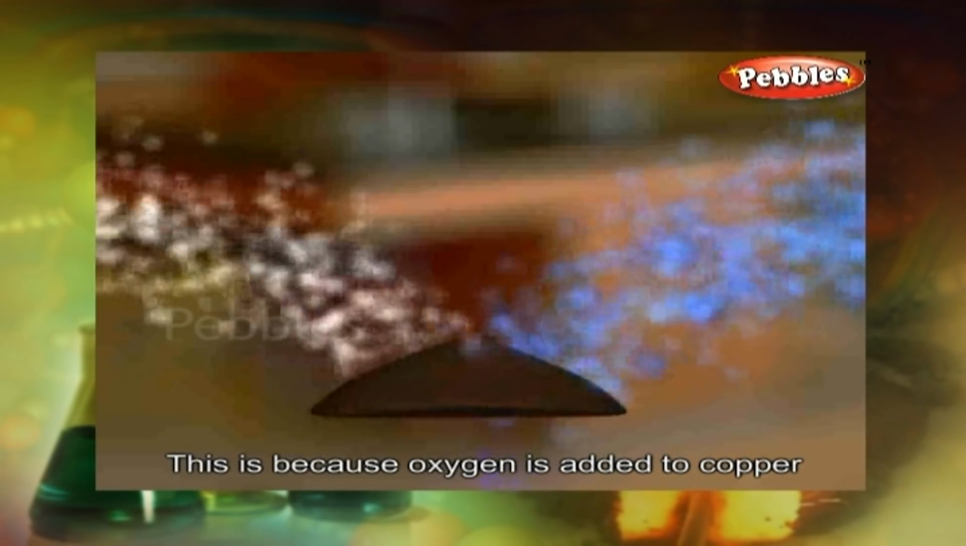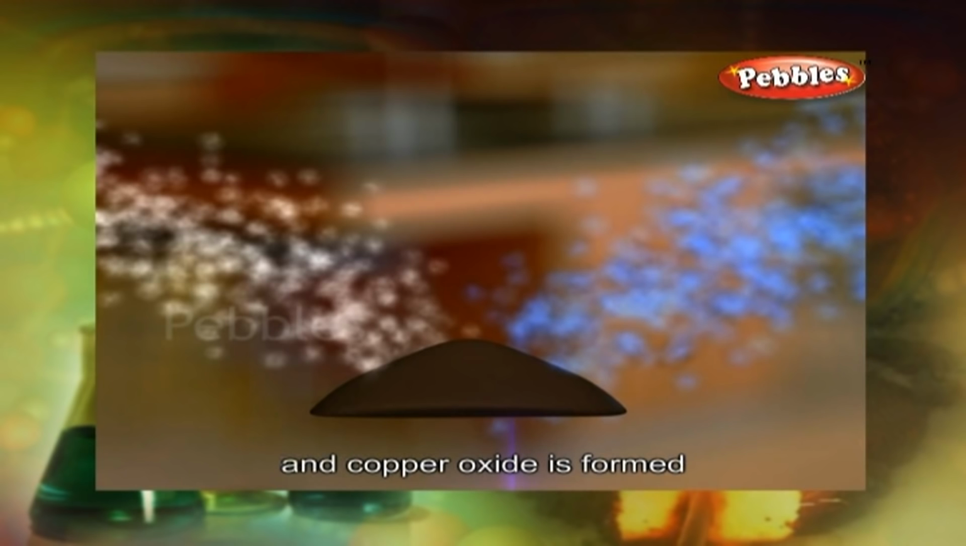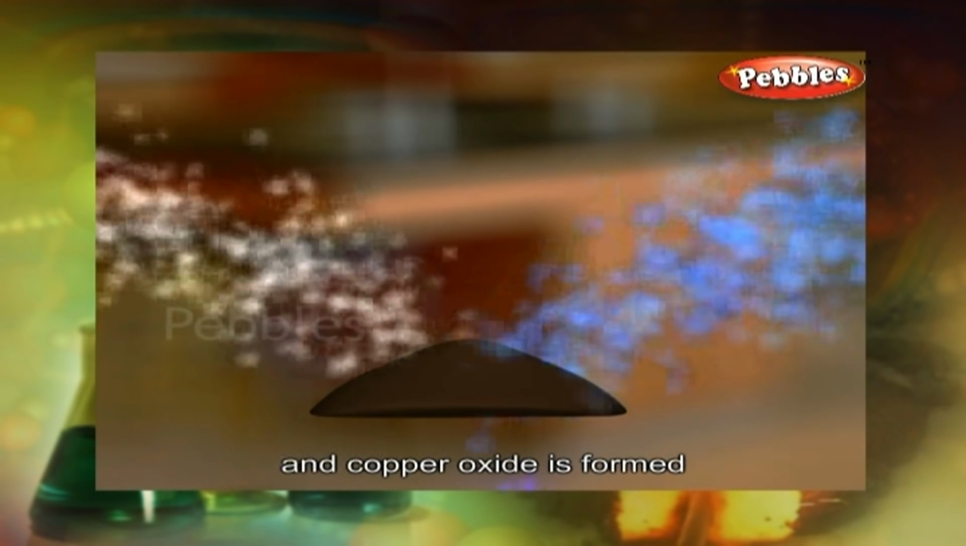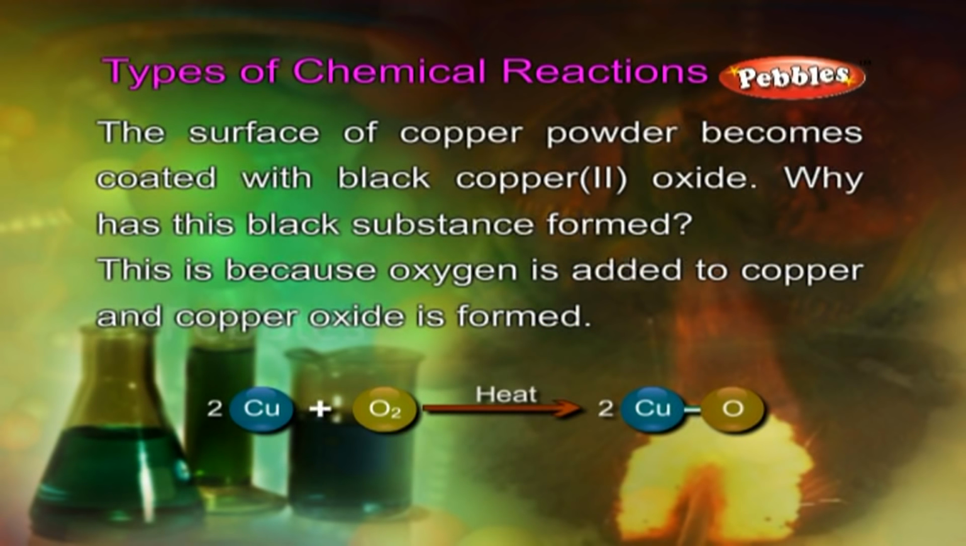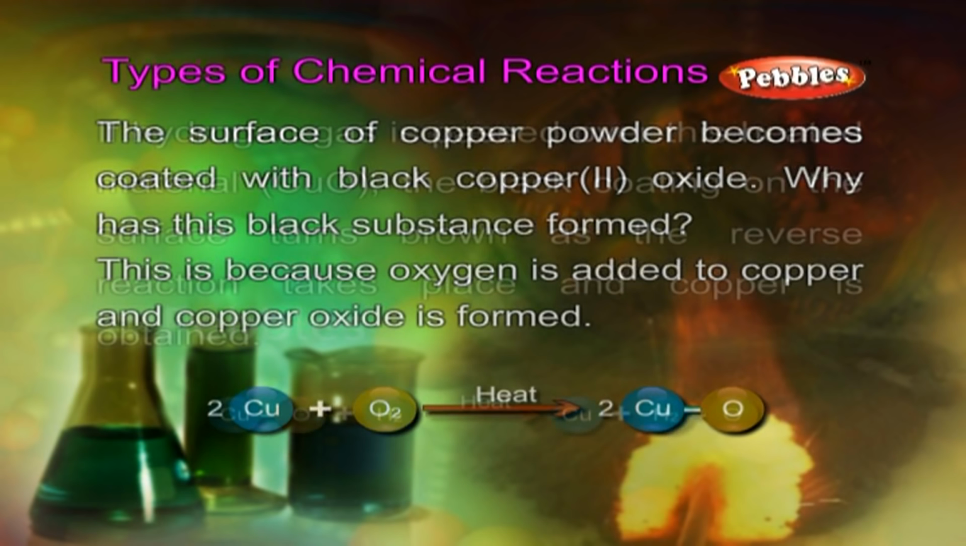Why has this black substance formed? This is because oxygen is added to copper and copper oxide is formed. 2Cu plus O2 on heating gives 2CuO.